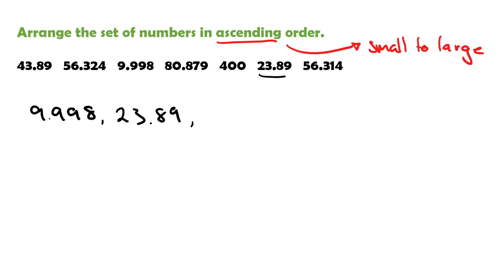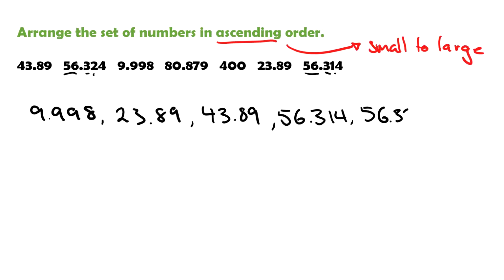Then we have our next one, which is 43.89. And then we've hit a point where we have a 56 and a 56. So you look at the next number, that's a 3 and that's a 3. Look at the next number, a 2 and a 1, and 1 is smaller than 2. So that's our 56.314, which is smaller than the 56.324. And then we go to the next one, which is 80.879, and finally, I'll just write it down here, 400.